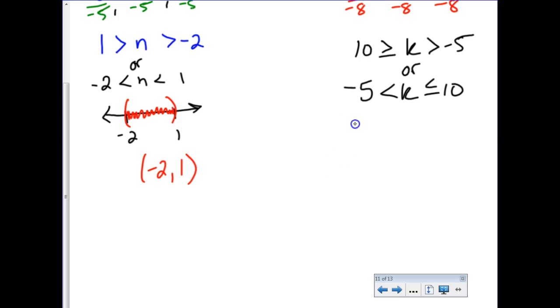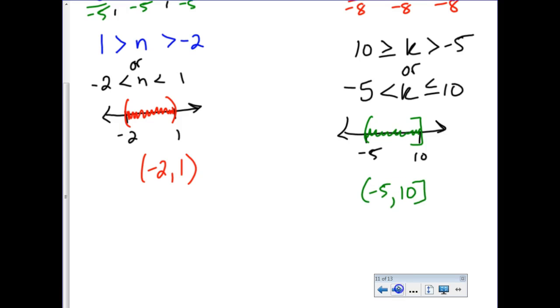However, I still do need you to graph it. So all my numbers that are between -5 and 10, but this time you're going to include 10 with a bracket, but not -5. So your domain interval goes from -5 with a parenthesis and then stops at 10 with a bracket. Alright, so those were both "and" questions.